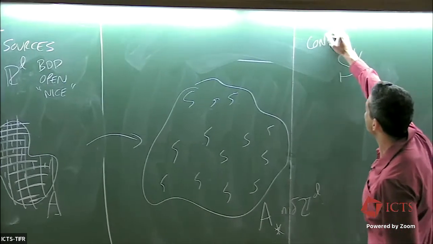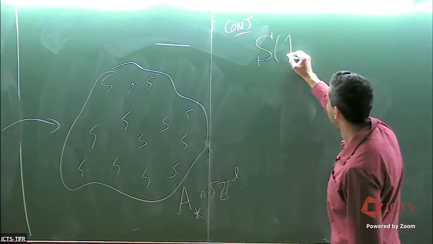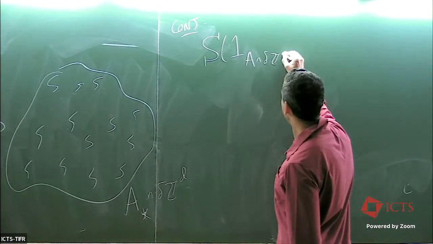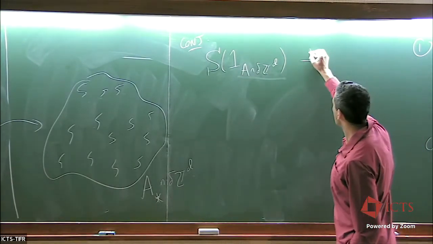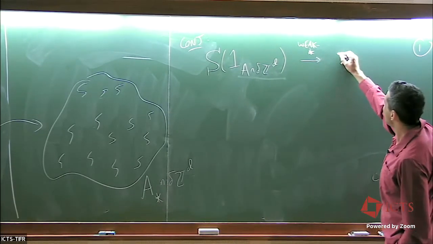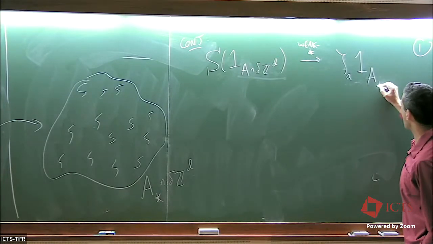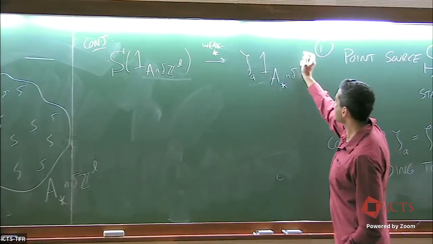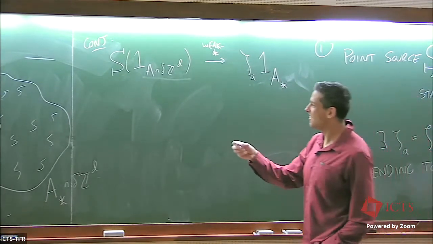So the conjecture is that when you stabilize this cluster, you'll converge in weak star to this same density, zeta A, times the indicator of this larger set, A star. And what is A star?